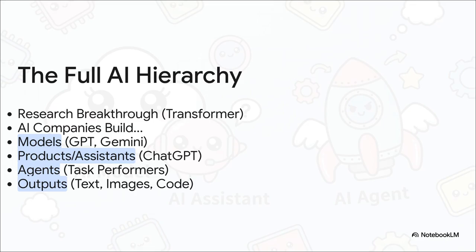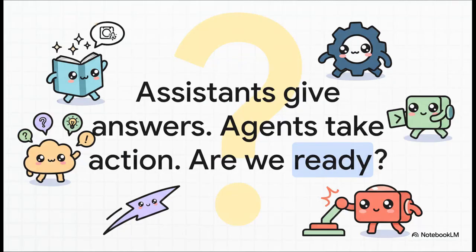And this is the whole story, from start to finish. It all begins with a research breakthrough, right? Like that transformer paper. That breakthrough lets companies build models. Those models get packaged into products we call assistants. Then we can give those assistants tools and goals, and they become agents. And what comes out at the very end? The outputs we see, all the text, the code, the images that show up on our screens. So when you boil it all down, the big takeaway is this. We started out with systems that could talk, and now we're building systems that can act. Assistants give us answers, agents take action. And that really just leaves us with one massive question, doesn't it? Are we ready for what comes next?